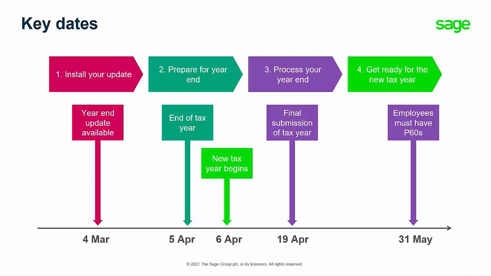You should process your year end with the final submission of the 2020-2021 tax year being with HMRC by the 19th of April. And then you can process into the new tax year, bearing in mind that employees must have their P60s for the 2020-2021 tax year no later than the 31st of May. And as I mentioned earlier, Duncan's going to be giving you some information about how P60s have changed in the new year software a little bit later on in the webinar.